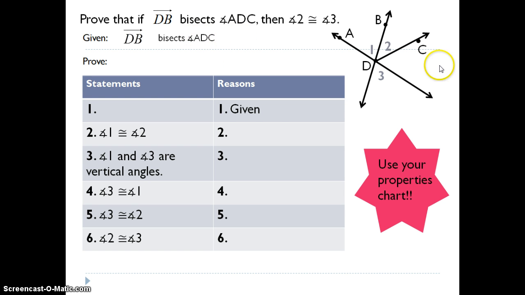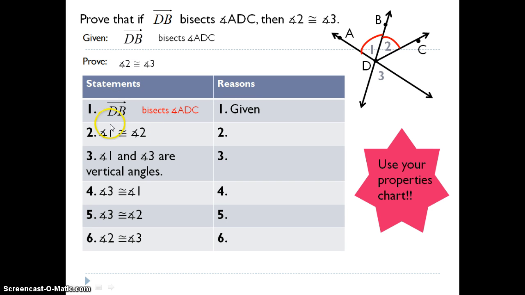I'm actually going to come over here and show that on my picture. If something is bisecting an angle, it means that it's going to create two congruent angles. So if DB is bisecting ADC, I know that angle 1 and angle 2 are going to be congruent. Next, I'm proving that angle 2 is congruent to angle 3. So let's start filling in our statements and reasons. Our first statement is always going to be our given statement, that ray DB bisects angle ADC.